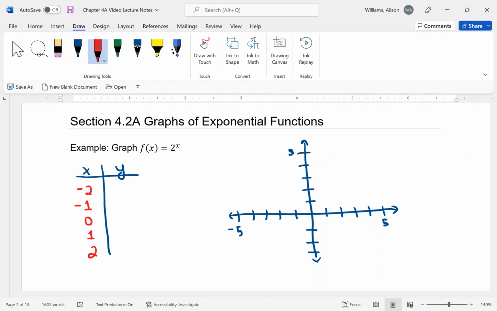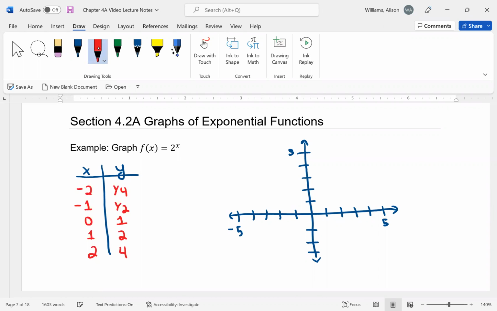Okay, so if I plug -2 into the exponent, remember that flips. Just to refresh, that's going to become 1 over 2 squared, which is 1/4 or 0.25, right? If I plug in -1, that's going to become 1/2. If I plug in 0, anything to the 0 is 1. If I plug in 1, that's going to be 2. And when I plug in 2, that's going to give me 4.